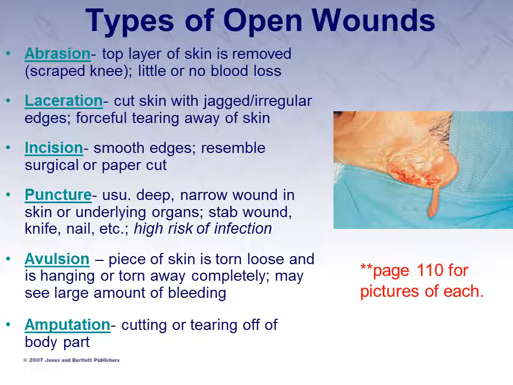An avulsion is when a piece of skin is torn loose and is hanging or might be completely torn away. So in the picture you see there, that person's ear has a piece of their external ear avulsed. Again, depending on where it is on the body and how vascular it is, you may see a lot of bleeding with that. And then an amputation is when a body part is cut or torn completely off.